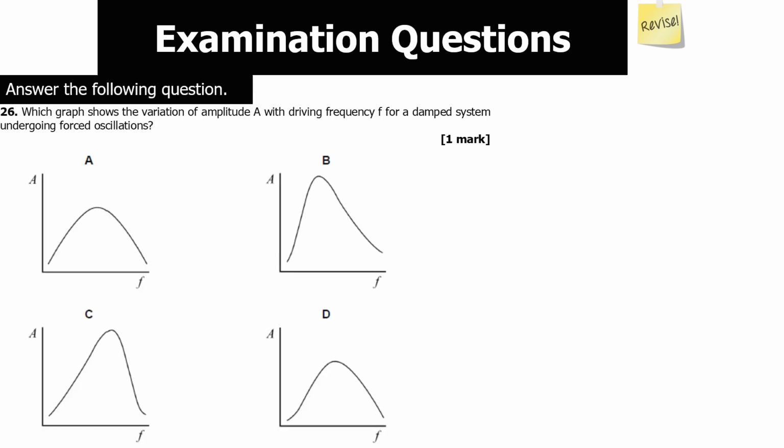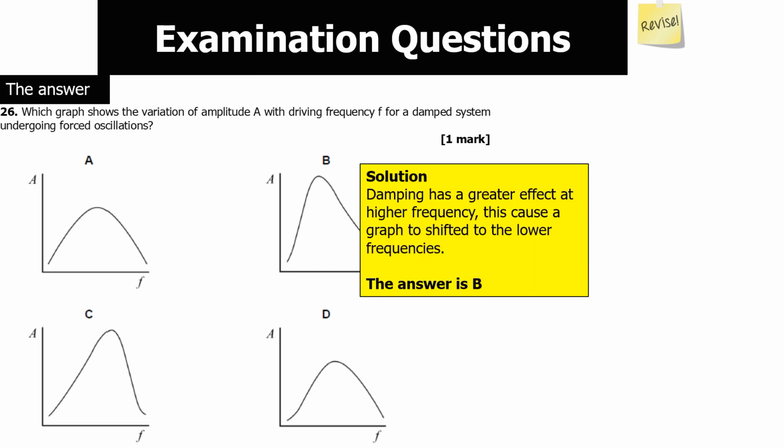The next question says, which graph shows the variation of amplitude A with driving frequency f for a damped system undergoing forced oscillations? So pause the video now, then unpause the video when you want to go through your answer. Right, so the answer here is going to be B, because the damping has a greater effect at higher frequencies. So this causes our graph to shift towards the lower frequencies, which is shown in B with our peak closer to the left hand side.